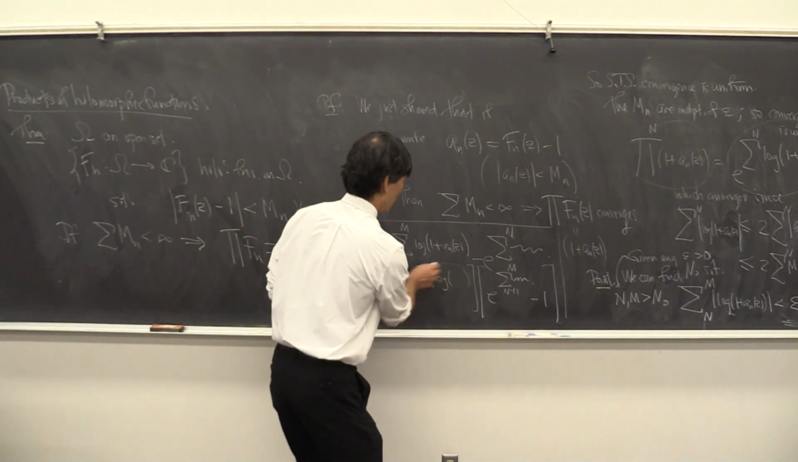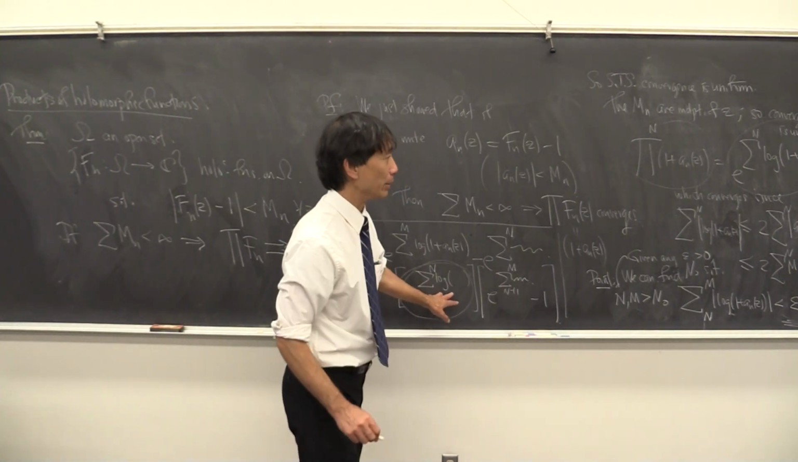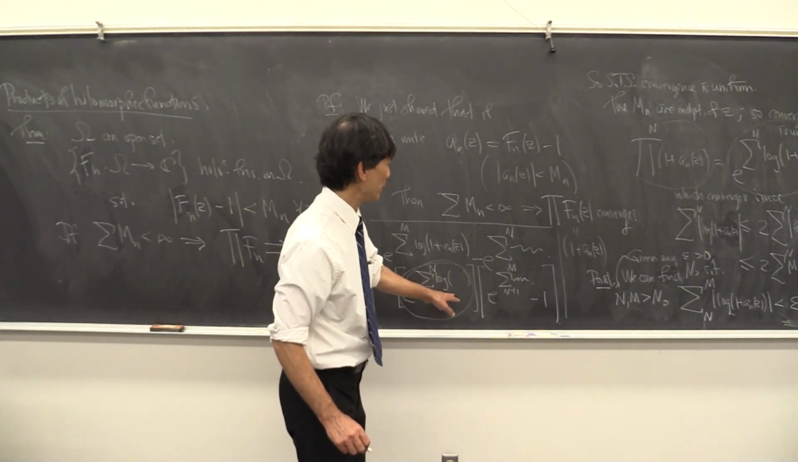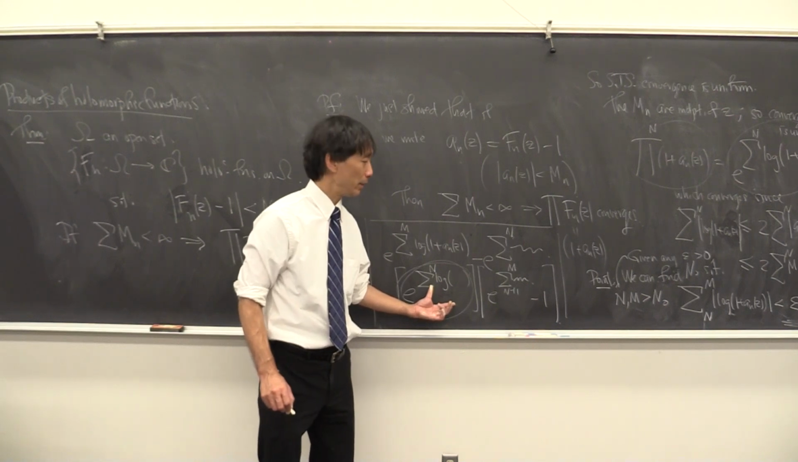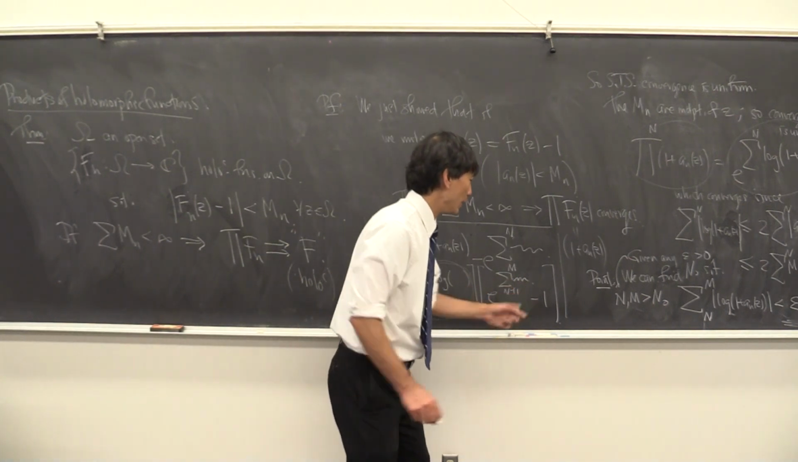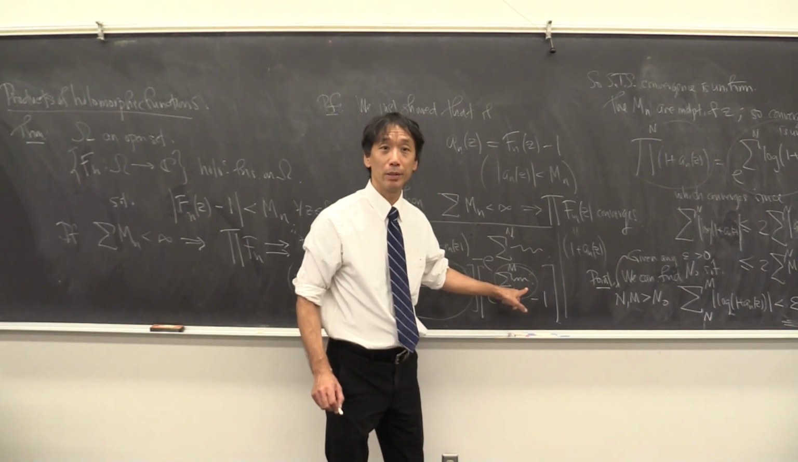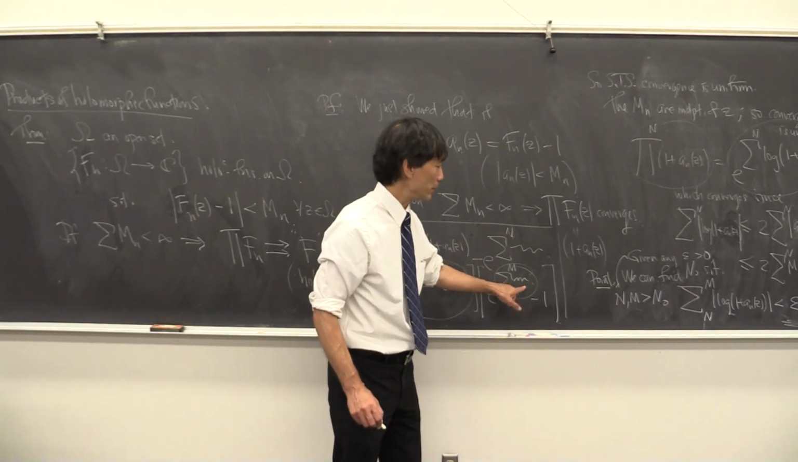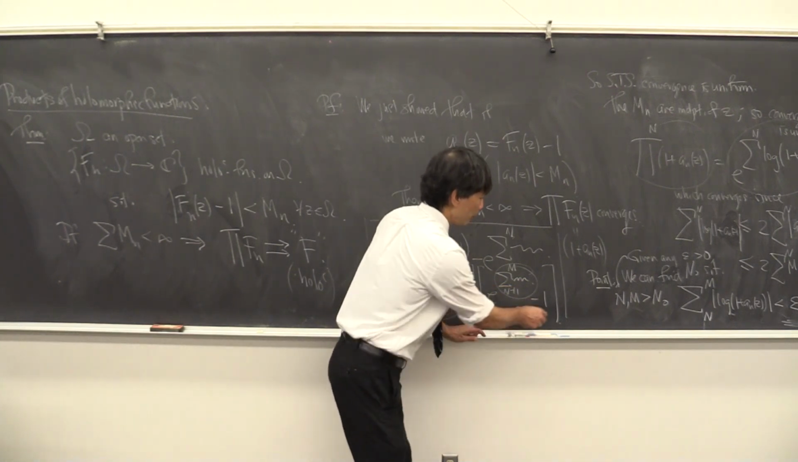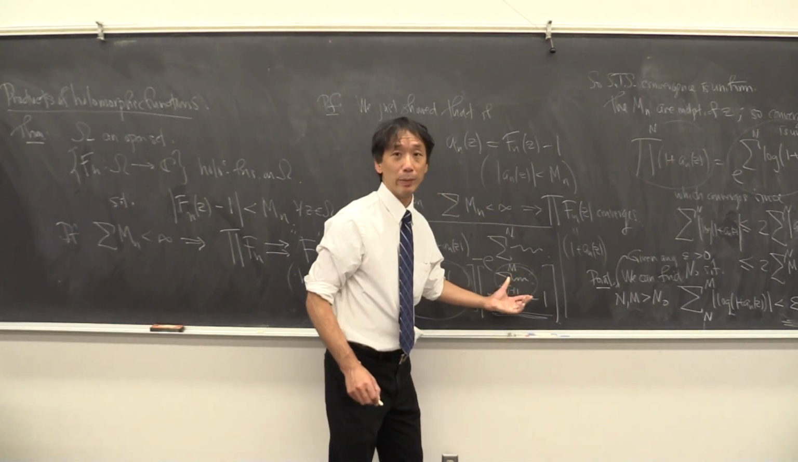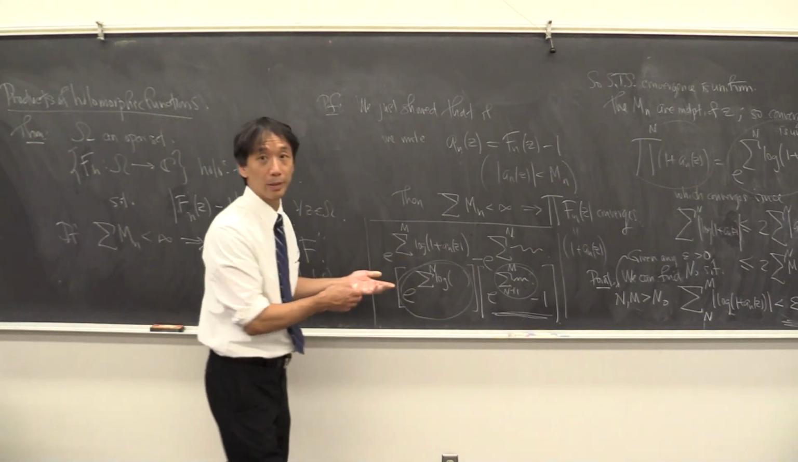Now, this term is bounded. This term is bounded, right? And then this term, we can make as close to 0 as we want. We can make this thing as close to 0 as we want, and so we can make this thing as small as we want, and that gives us the uniform bound.